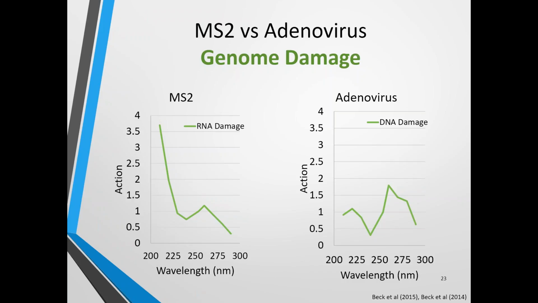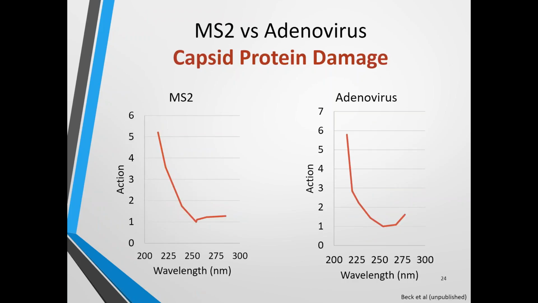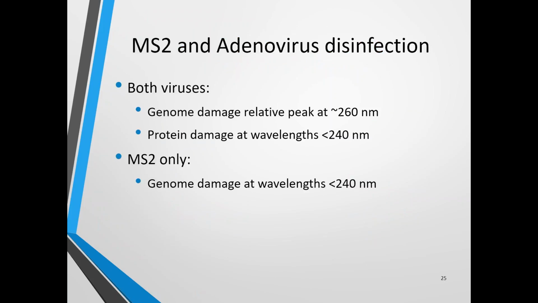And this could be because adenovirus has a much thicker protein shell that could be protecting the inner genome from damage, whereas MS2 has a much thinner, more simple protein shell to protect the genome from damage. And finally, looking at the comparison in protein damage for these two viruses, you can see both viruses have enhanced protein damage at low wavelengths, which aligns with the spectral absorbance of proteins.